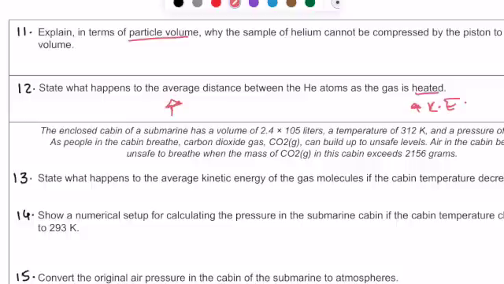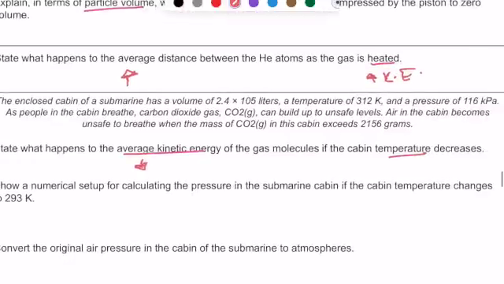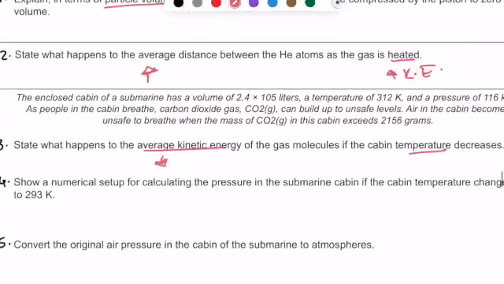State what happens to the average kinetic energy of the gas particles if the cabin temperature decreases. So if temperature is decreasing, average kinetic energy is also going to decrease. Particles start moving slower. Show a numerical setup for calculating the pressure in the submarine cabin if the cabin temperature changes to 293 Kelvin. So it looks like we are comparing the temperature and the pressure.